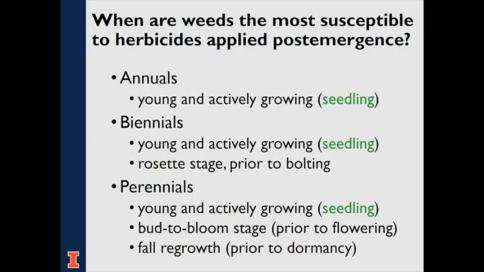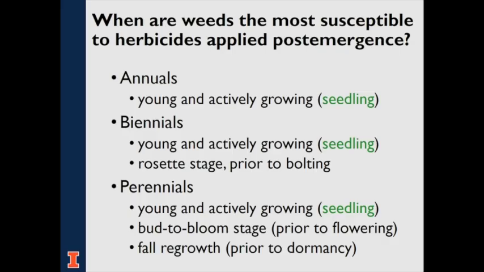When are weeds the most susceptible to herbicides applied post-emergence? Regardless of life cycle, weeds are most easily controlled in the seedling stage. There are no stored food reserves. The leaf surface will have fewer hairs and less wax than when mature. For all life cycles, the best time to apply post-herbicides is when the weeds are young and actively growing. Annuals become progressively more tolerant to herbicides as they mature.